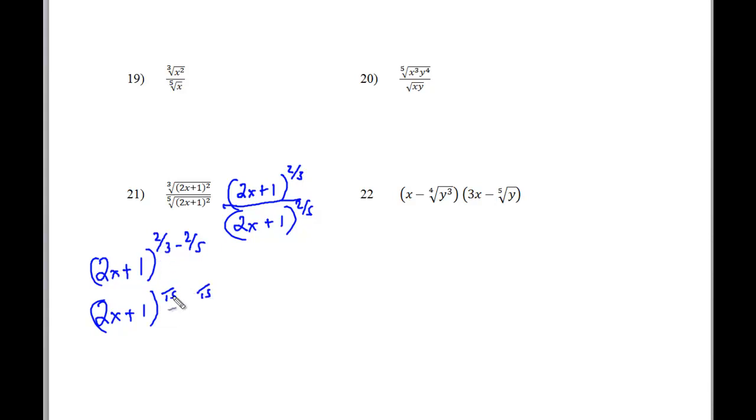So let's rewrite our problem with 15 as our denominator. 3 times 5 is 15, 2 times 5 is 10. 5 times 3 is 15, so 2 times 3 is 6. So 10 minus 6 is 4. So we have 2x plus 1 to the quantity of 4/15, excuse me. So that means I can rewrite my answer as the 15th root of 2x plus 1 raised to the 4th power.